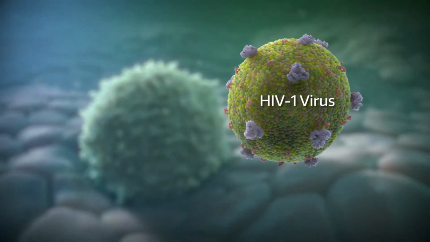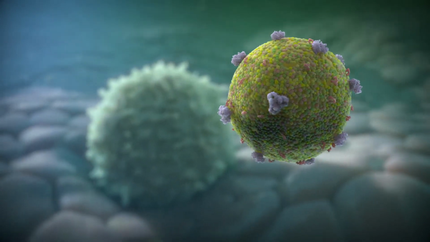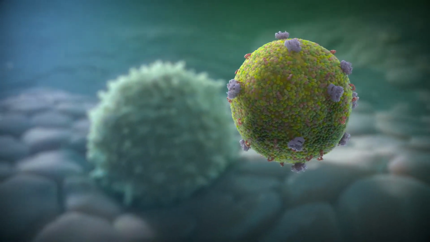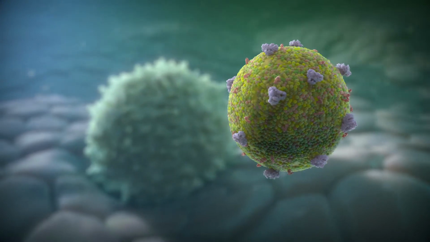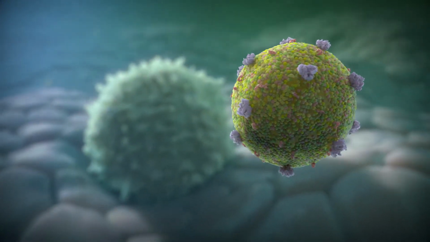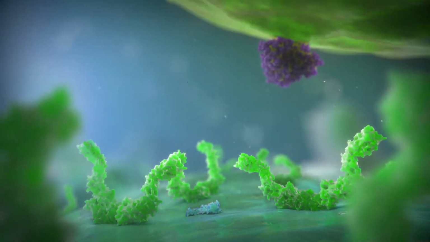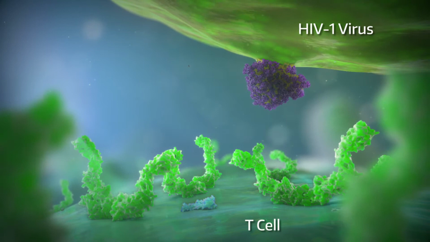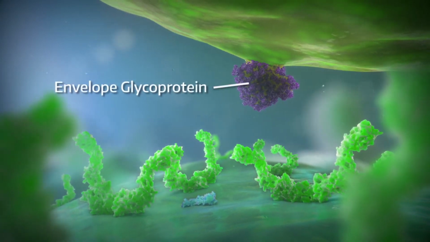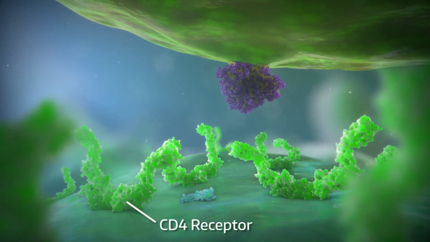HIV is a retrovirus that relies on the body's immune system to replicate. The primary target of HIV is the CD4 positive T cell. The first step in the HIV replication cycle is the entry of a virion into a host T cell. This entry process begins with the interaction of the HIV envelope glycoprotein and the T cell CD4 receptor.